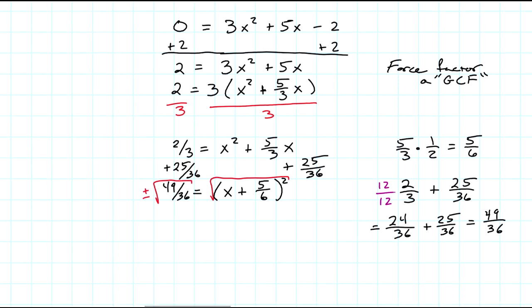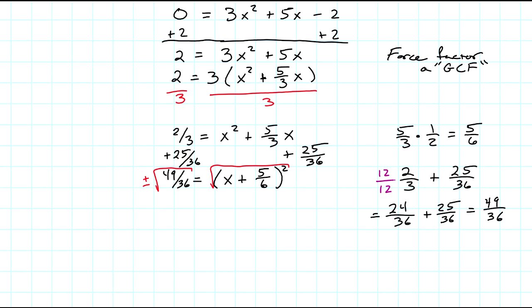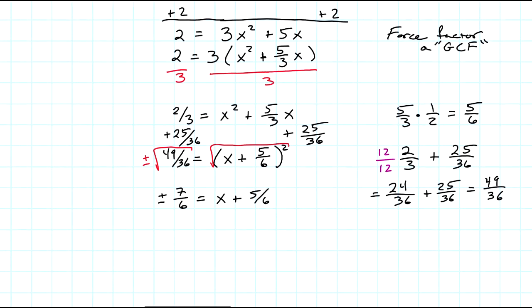Don't forget the plus or minus when we do so. So we'll have plus or minus 7/6 equals x plus 5/6. Then we can subtract the 5/6 from both sides. But actually, let's break this up into 2 things because we'll actually be able to combine terms here. So we have x plus 5/6 equals 7/6, or x plus 5/6 equals negative 7/6.